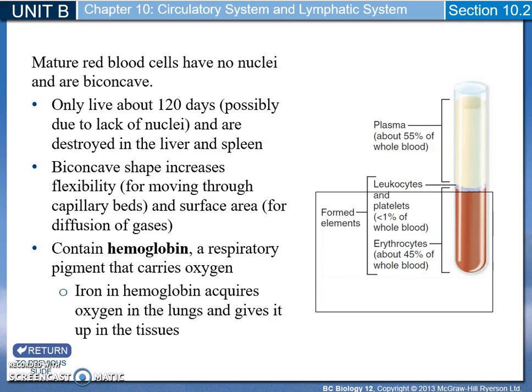Mature red blood cells do not have a nucleus, and they're biconcave in shape. They only last about 120 days, and then they're taken out of circulation by the liver or the spleen. The biconcave shape helps to increase flexibility for squeezing through the capillary beds and perhaps increases surface area a little bit as compared with a spherical shape. They contain hemoglobin, which, as you know, is the respiratory pigment that carries oxygen.